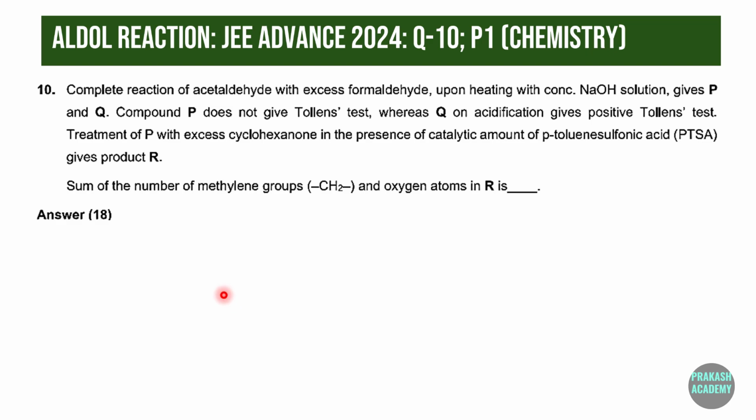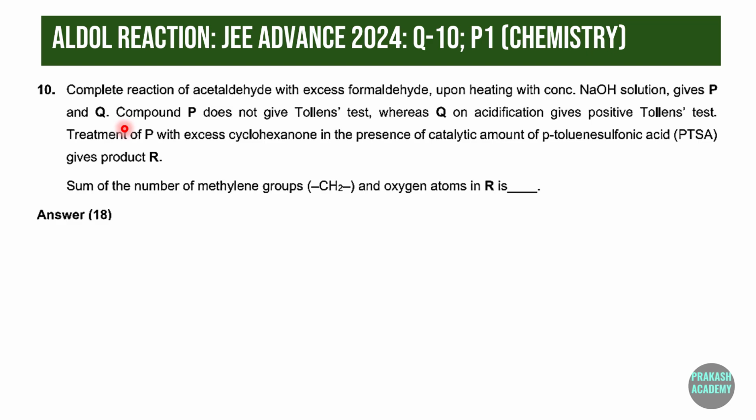This problem is related to the concept of aldol condensation and Cannizzaro reaction. The problem says complete reaction of acetaldehyde with excess formaldehyde upon heating with concentrated NaOH solution gives P and Q. Acetaldehyde is completely reacted because it says complete reaction, and it also says excess formaldehyde. This means more than one molecule of formaldehyde has reacted with acetaldehyde.